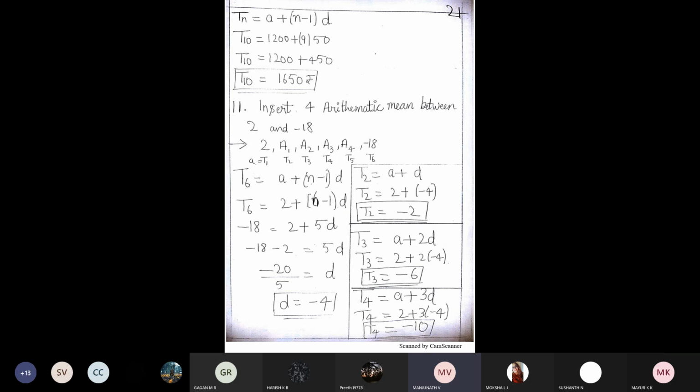Next, we have 6 terms totally. 2 is the first term, A1 is the second term, A2 is the third term, A3 is the fourth term, A4 is the fifth term, minus 18 is the sixth term, and similarly T6 is equal to minus 18. Write down this: A is equal to first term, T1 is equal to 2.